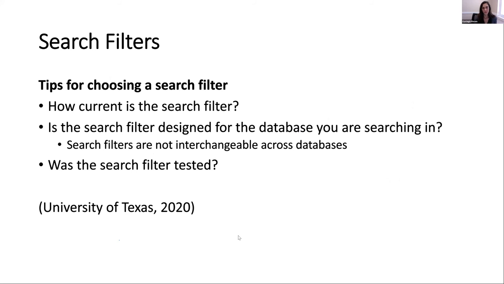So the previous slide had links to help you find different search filters, but how do you choose one that's most appropriate for your research? So one, you're thinking about how current is the search filter. So language changes, terms get added. So make sure that what you're looking at in the search filter you're using is the most current and the most up to date. Also be thinking about, is the search filter designed for the database you are searching in?